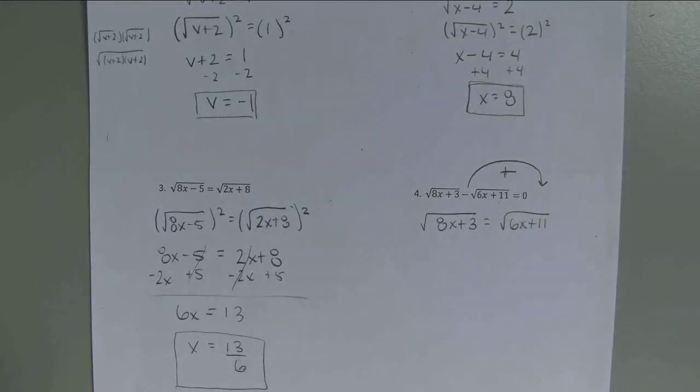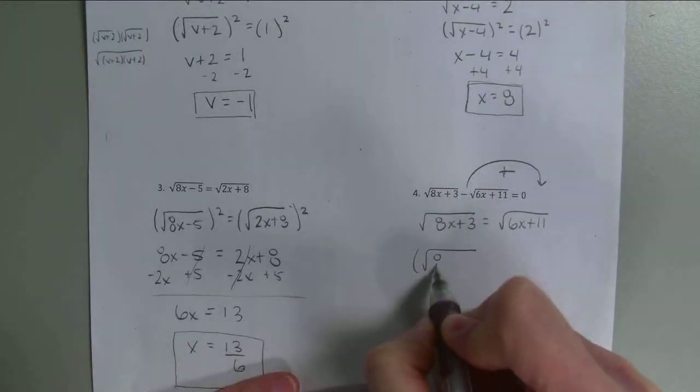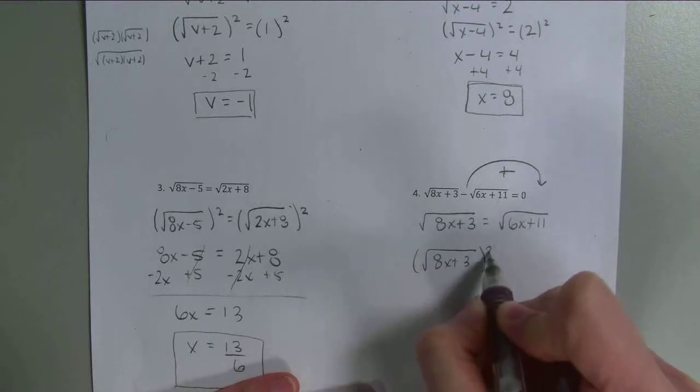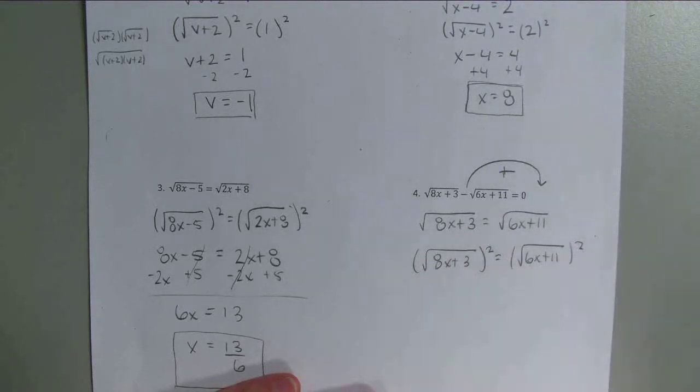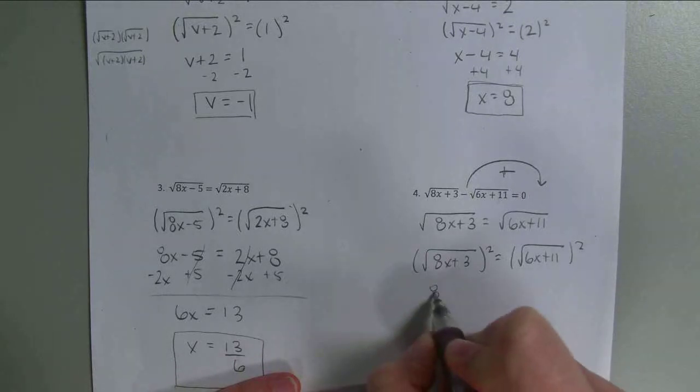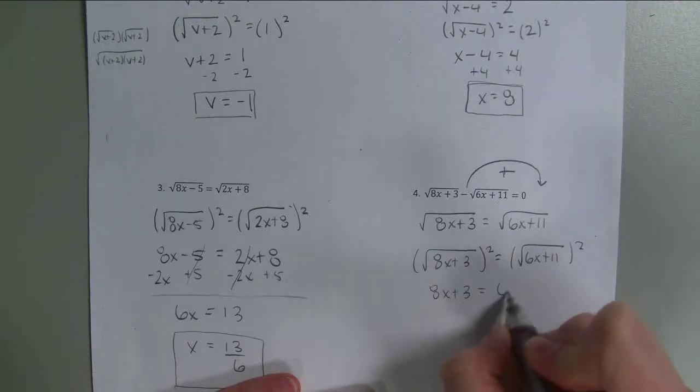Right? If that was a negative 2, you would add 2 over. Well, it's a negative square root, so we'll add the square root over. And at that point, once we move them over, we made it look like number 3. So we can just square both sides, okay? So what's the square of the square root of 8x plus 3? And what's the square of the square root of 6x plus 11? The insides will come out, so you have 8x plus 3 equals 6x plus 11.